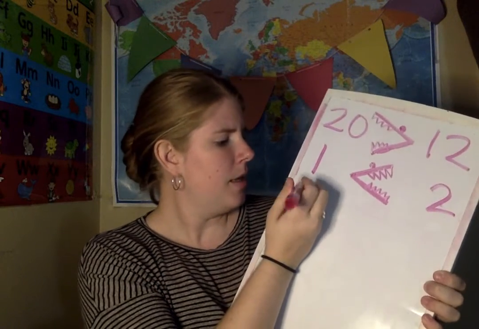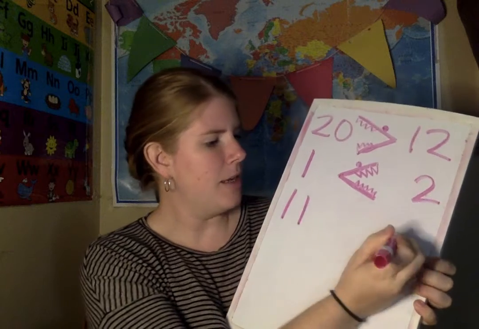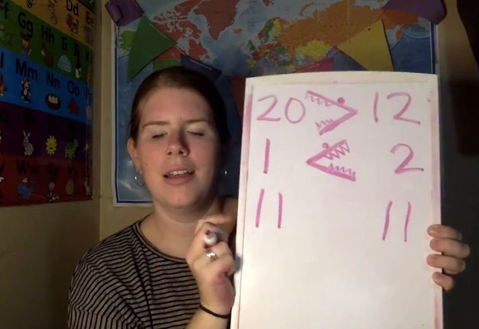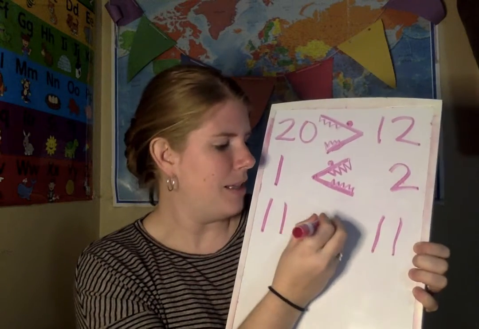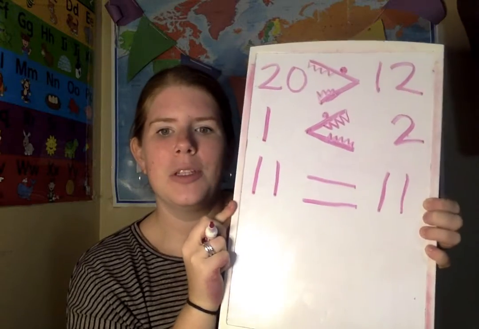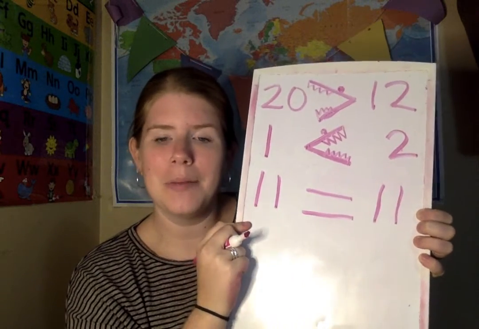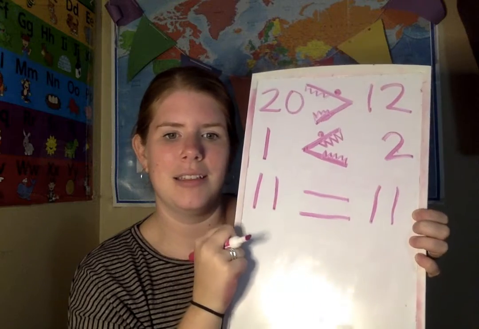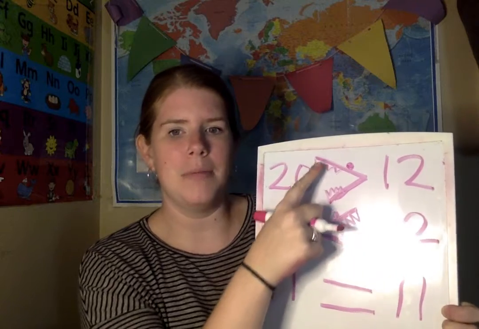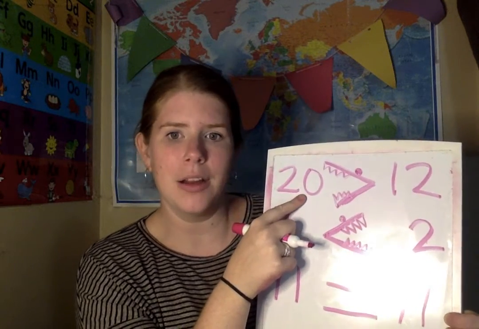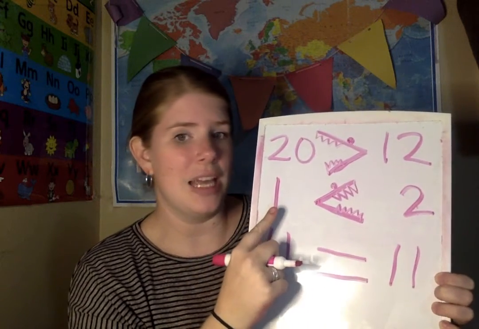Now, what if I had the number, how about 11 and 11? We know that 11 is the same as 11, which means it is equal to. We just put an equal sign right in the middle. 11 equals 11. Easy peasy. So we have greater than. The open mouth is always pointed towards the bigger number. Even down here, it's pointed to the 2, the bigger number. And we have less than. 1 is less than 2.